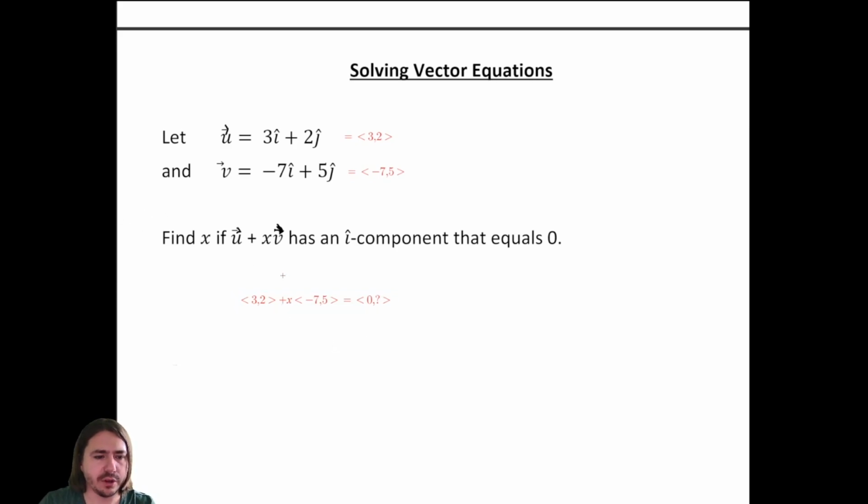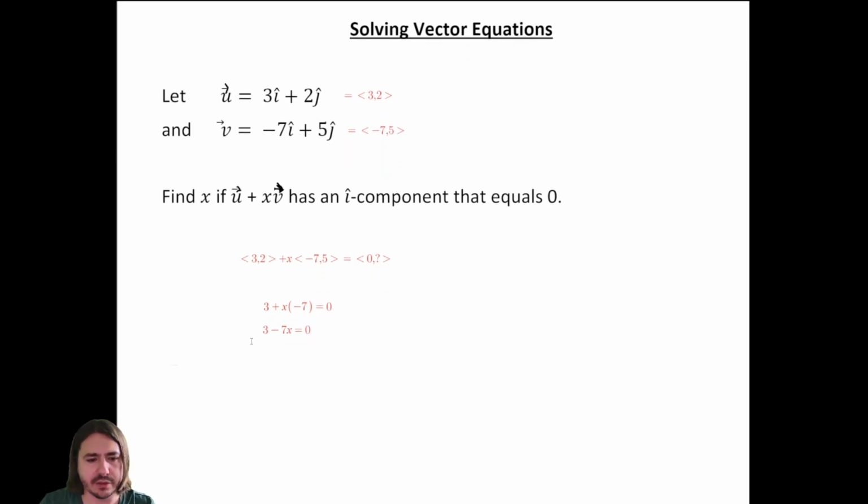So the way we'll do this is we're going to set up an equation. Since we don't care about the j, or vertical, component, we're just concerned about the horizontal component. Sorry, I had a little interruption there. We're back. What I was saying is we don't care about the vertical component because the only condition here is that the i component, the horizontal, equals 0. So we have 3 plus x times negative 7 equal to 0. Reformatting to make it nicer: 3 minus 7x equals 0.